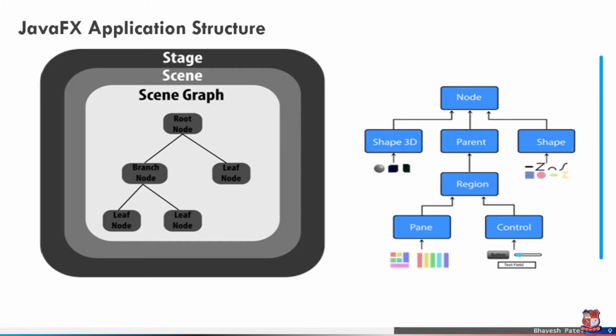Stage in a JavaFX application is similar to the frame in a Swing application. It acts like a container for all JavaFX objects. The primary stage is created initially by the platform. Other stages can further be created by the application.